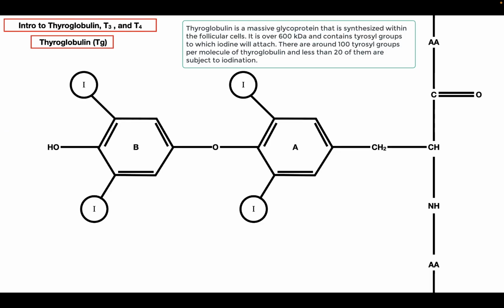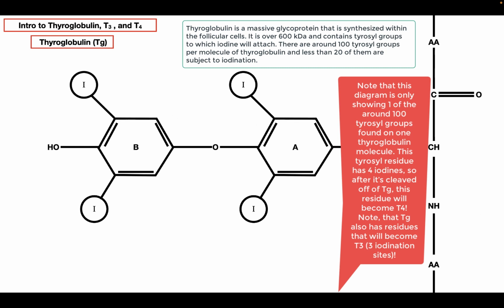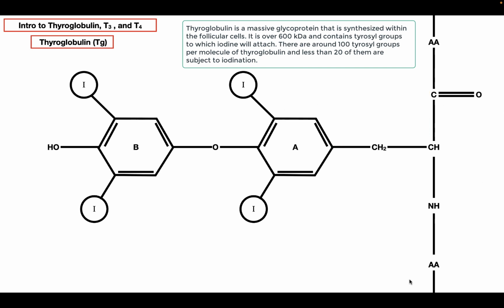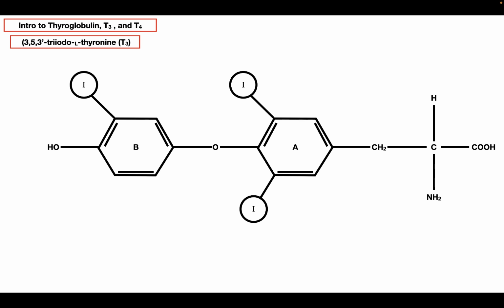Let's start off with thyroglobulin. Thyroglobulin is a protein, and this protein is going to be the precursor of T3 and T4. This whole structure is thyroglobulin, as we see right here. Thyroglobulin is a peptide protein, and on the peptide chain, you have this residue right here. So thyroglobulin is the precursor protein of both T3 and T4. When we hydrolyze thyroglobulin into its amino acid components, what we can get is both T3 and T4.